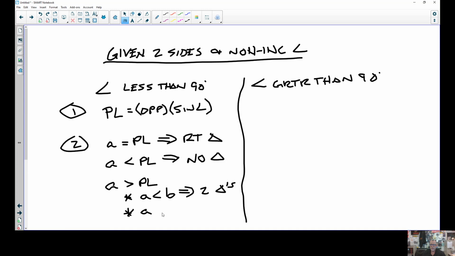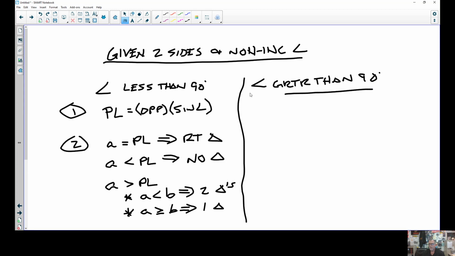If A is greater than or equal to B, then we get one triangle. So there's only this one case where you have to find two triangles. The rest, you're just going to be using law of sines like we did in the very first problem, and we used for both angles or triangles in the second problem. So that's what we have. That's that situation. And then you solve accordingly.